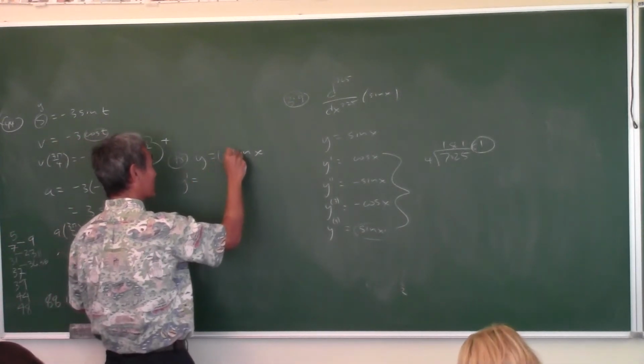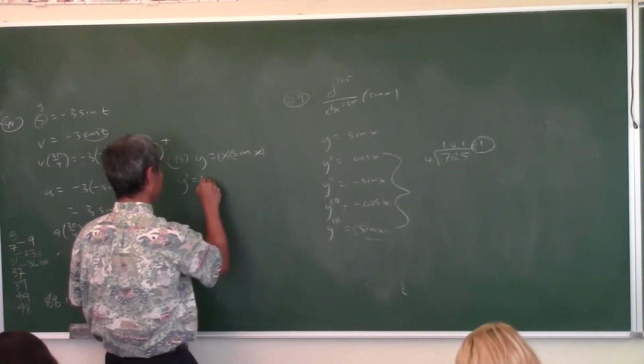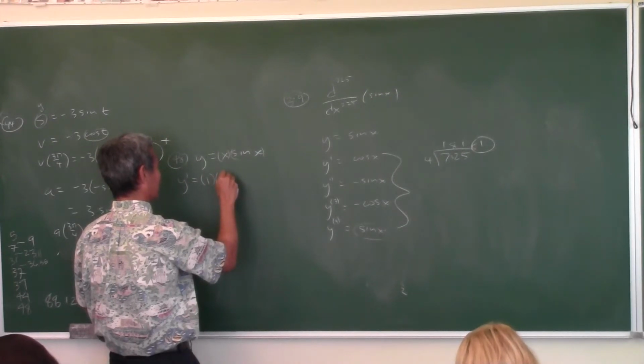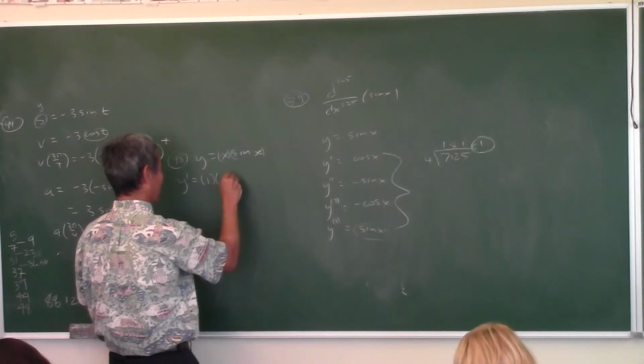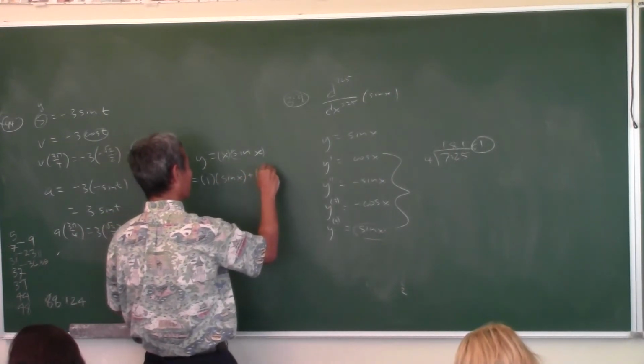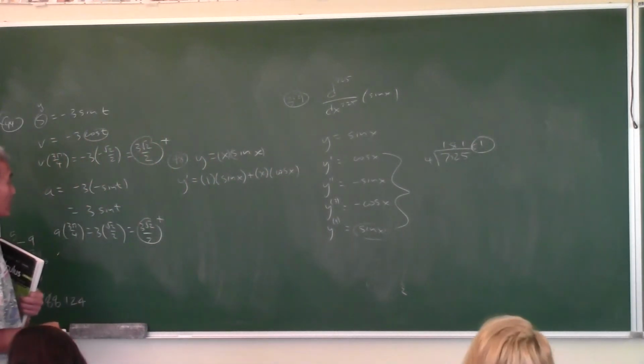Find the second derivative. Okay, make sure you get the first derivative first. Now, I see a product, so I'm going to use the product rule: 1 times sine x, plus x cosine x. There you go, that's the first derivative. So use the product rule correctly.